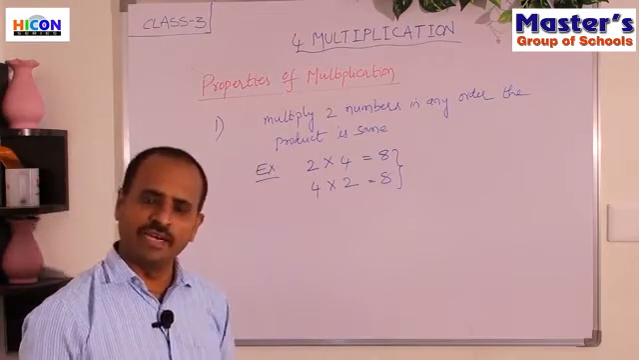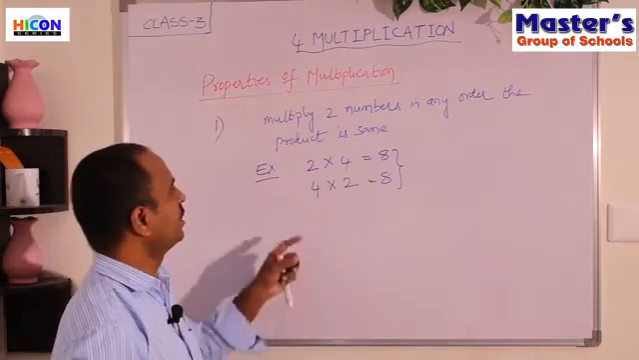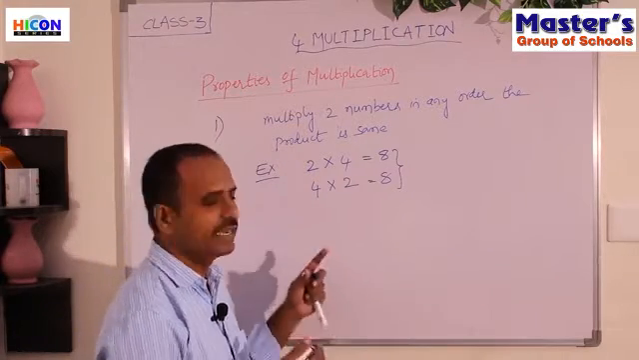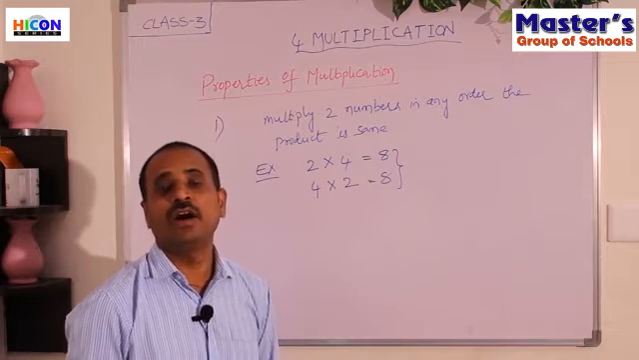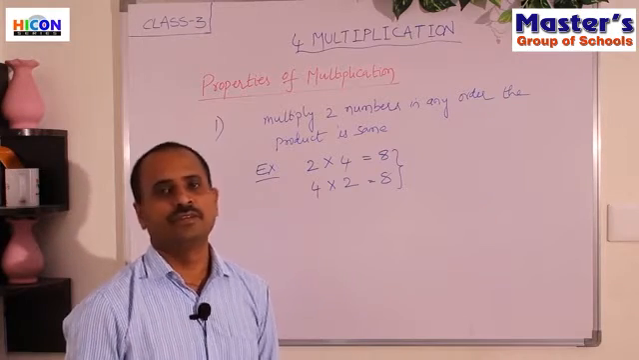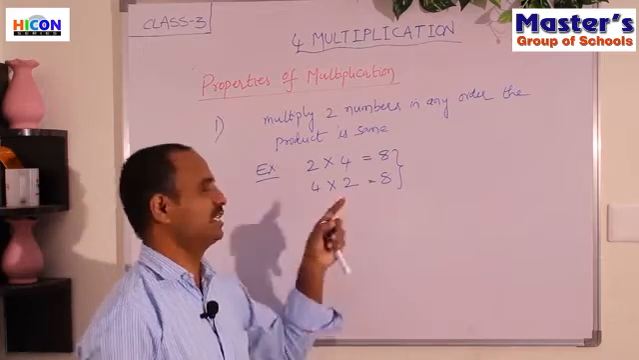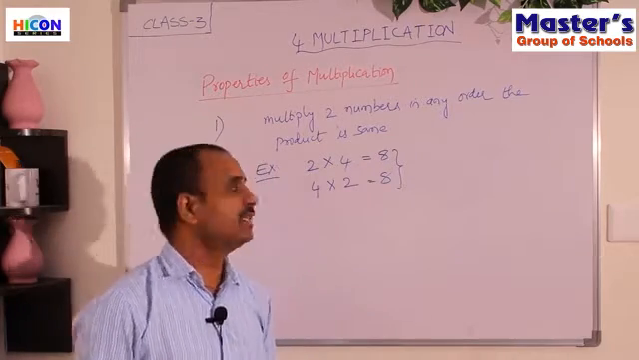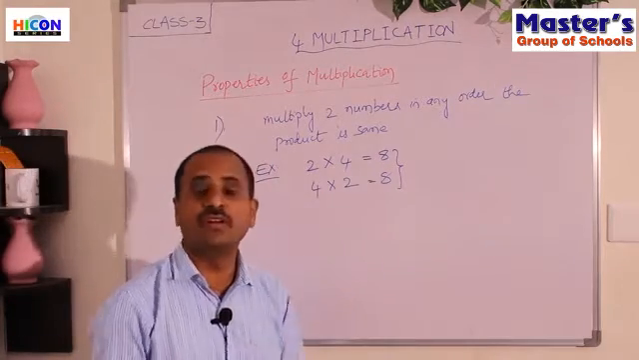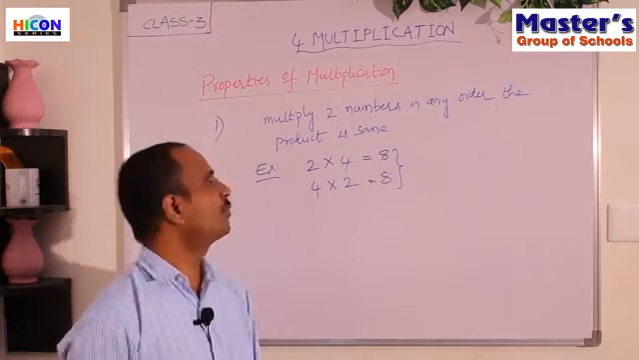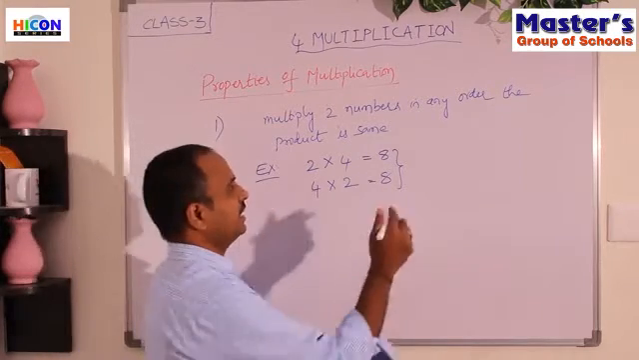So if you take any two numbers and multiply them in any order, you will get the same product. So here, if you multiply any two numbers in any order, we will get the same product. That means here the order of multiplication does not matter. In any order, if you multiply, you will get the same product.